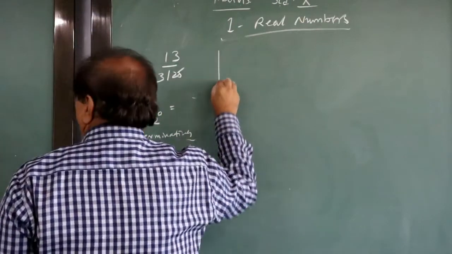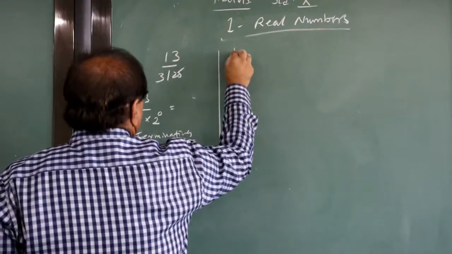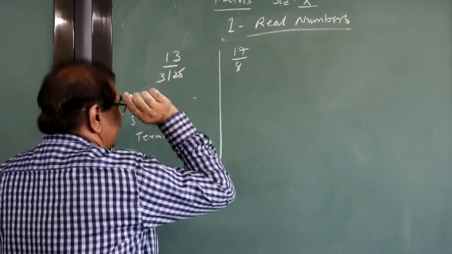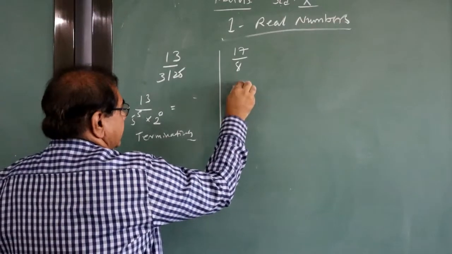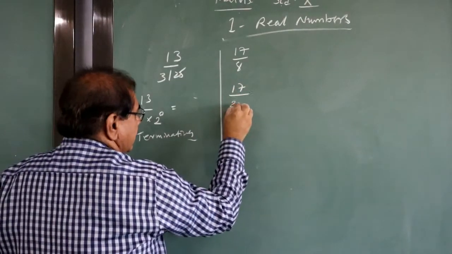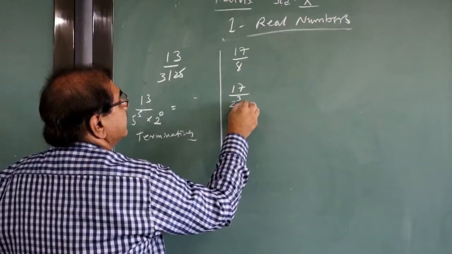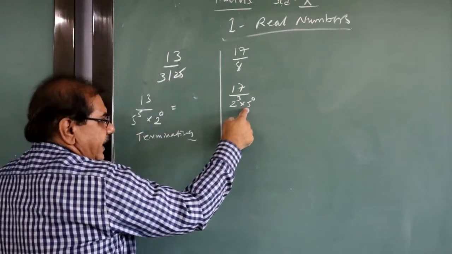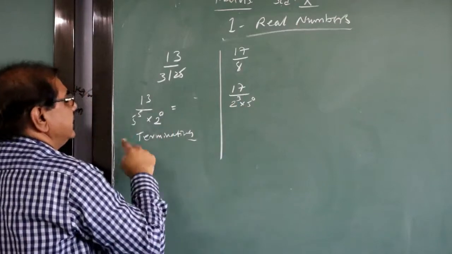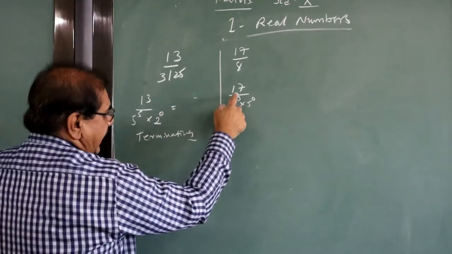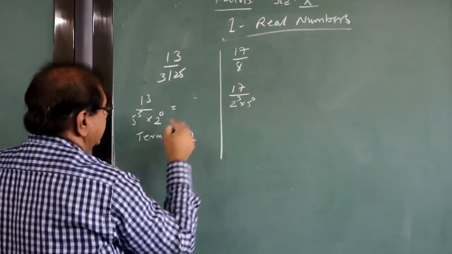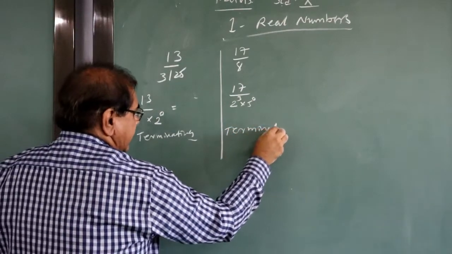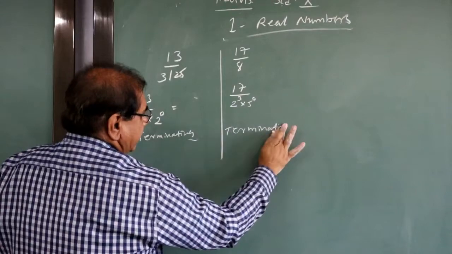Now we go for the second, 17 upon 8. 17 is a prime number. Again factorize 8: 17 upon 8 means 2 cube. So 2 cube means it is multiplied by 5 raised to 0. So again q has prime factors in the form of 2 raised to m into 5 raised to n. So it is terminating. The decimal expansion is terminating.